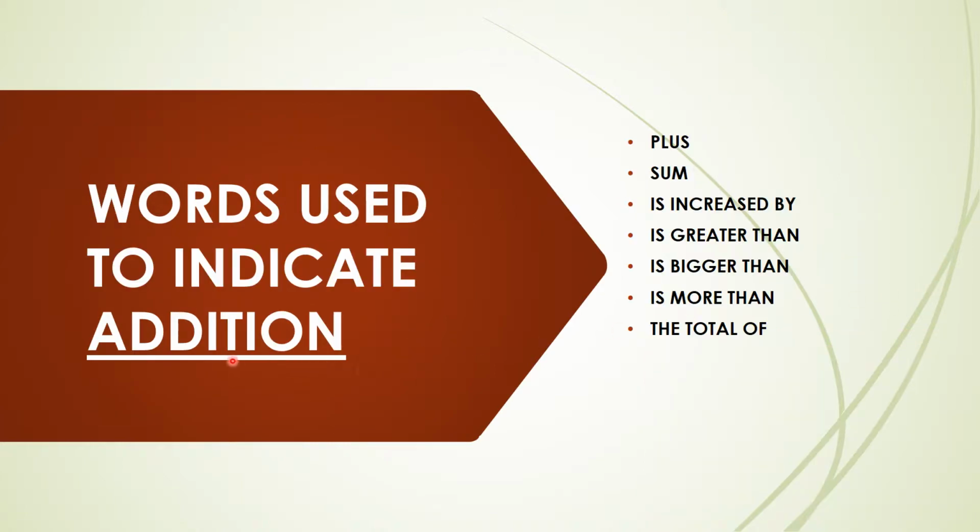Okay, so we're learning how to convert English into mathematics. And so we looked a while ago at some words that tell us that we have a variable. Well, next we're going to look at words used to indicate addition. So on my right side here, I've got some words that when you see them in English, you start thinking addition, adding things. So words like plus, sum, is increased by, is greater than, is bigger than, is more than, or the total of means we're going to be adding some things.